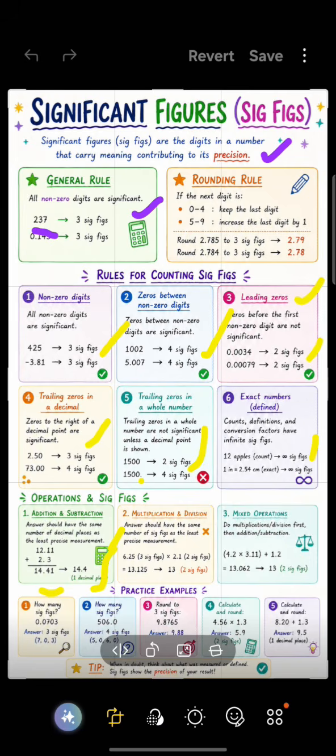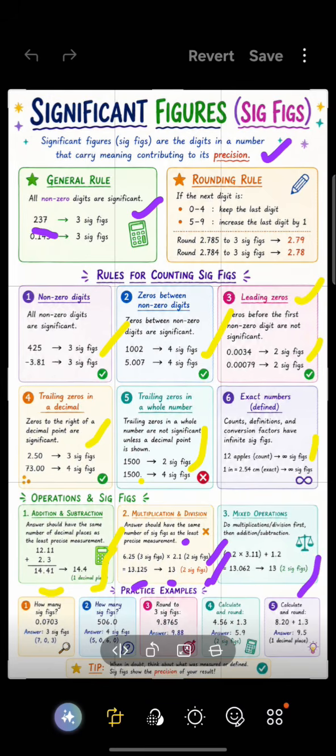For multiplication and division, the answer should have the same number of significant figures as the least precise measurement. So in the given example, 6.25 has 3 significant figures, and 2.1 has 2 significant figures. After multiplying, we get 13.125, but we take only 13 because 2.1 has the least significant figures. Accordingly, we have to represent the answer. Suppose mixed operations are there, like multiplication or division, then addition or subtraction, we follow the BODMAS rule. Accordingly, we can find the number of significant figures.